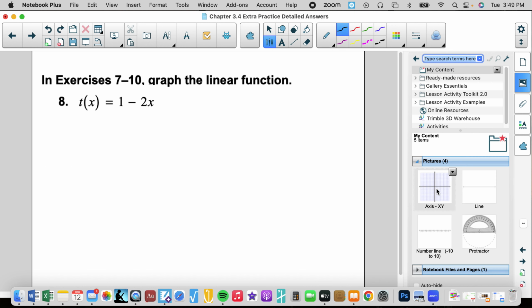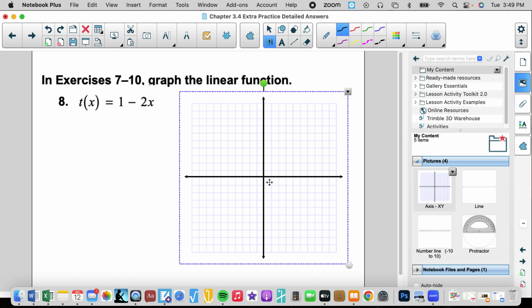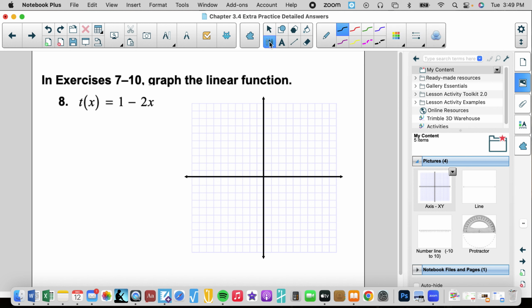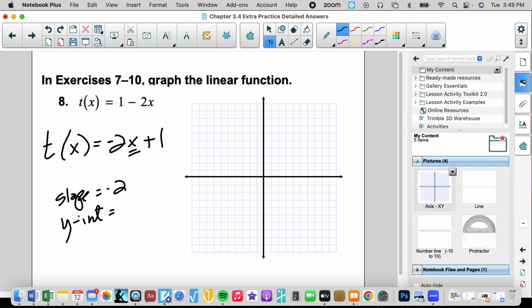Let's do this one. I'm going to use slope-intercept form. The thing about this is that it's not in slope-intercept form. It should be t of x equals negative 2x plus 1. We always want the variable x first and the constant last. So my slope is negative 2. My y-intercept is 1. So I'm going to go to 1 on the y-intercept, and my slope is negative 2, which is down 2, right 1.